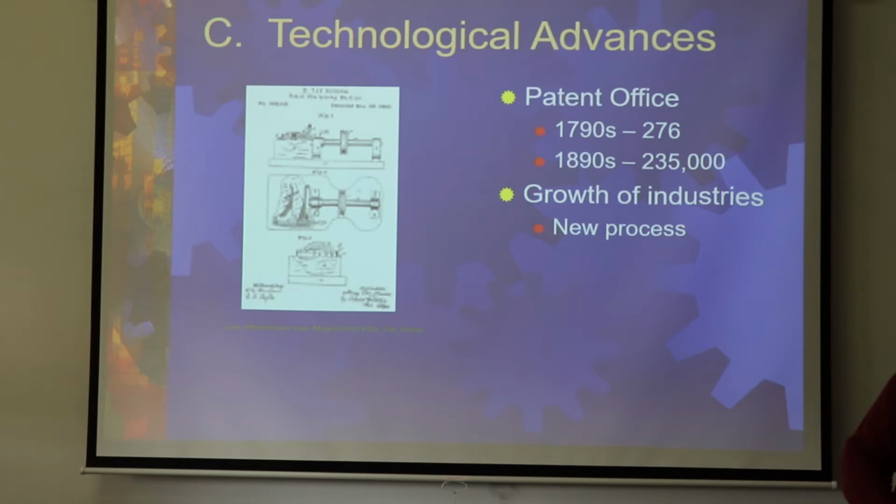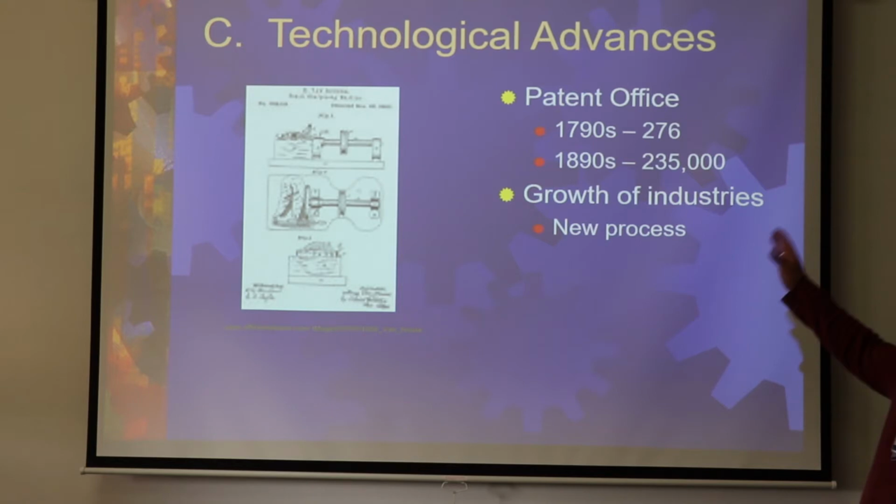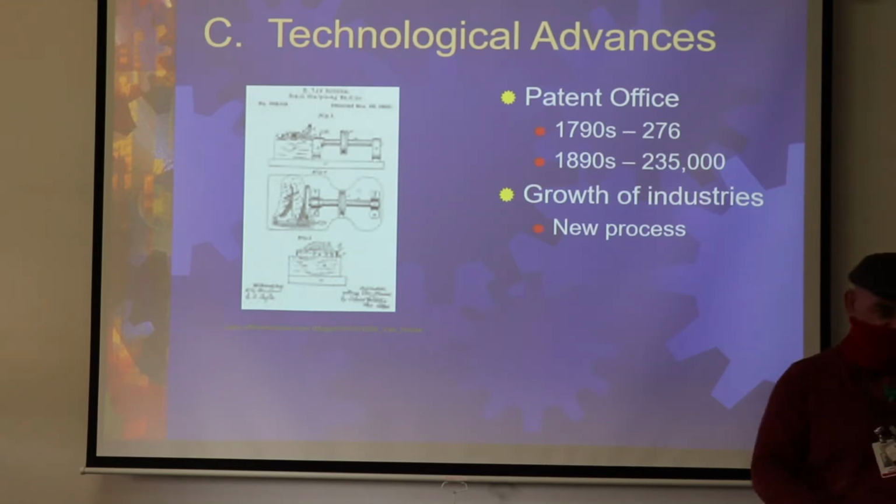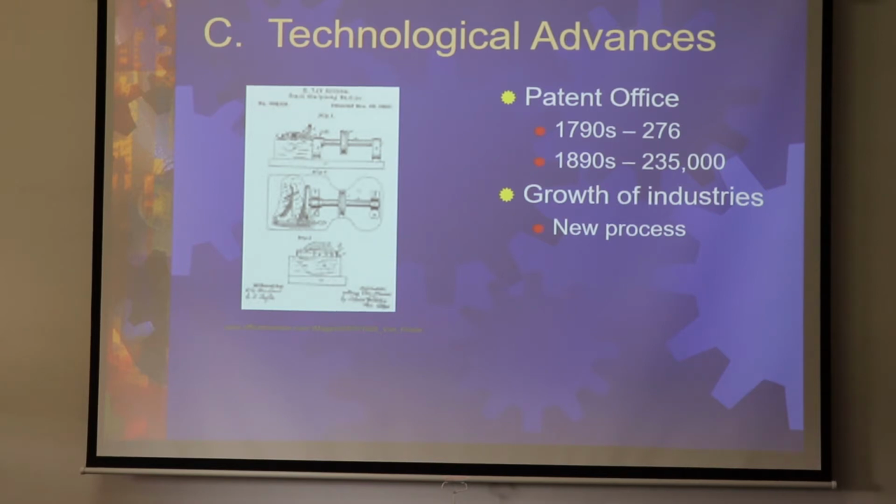Now, technological advances. Guys, the patent office in the decade of the 1790s registered 276 patents. In the decade of the 1890s, they registered more than 235,000 patents. Why are they doing this? Because you have the growth of new industries and the transformation of old ones with new processes like steel making, refining, refrigerator cars, the railroad, air brakes, barbed wire, cigarette rolling machines. 1867, you have the typewriter. 1869, the vacuum cleaner. And by the end of that century, you have the motion picture. You have internal combustion engines.